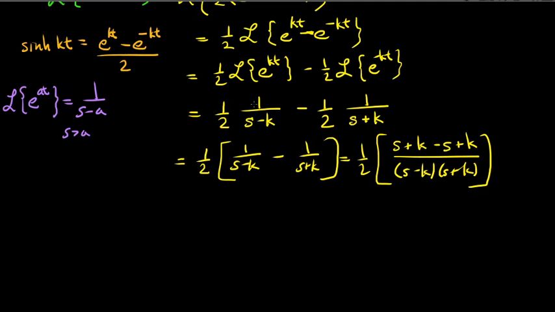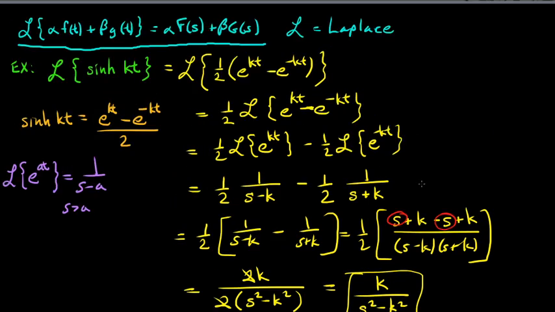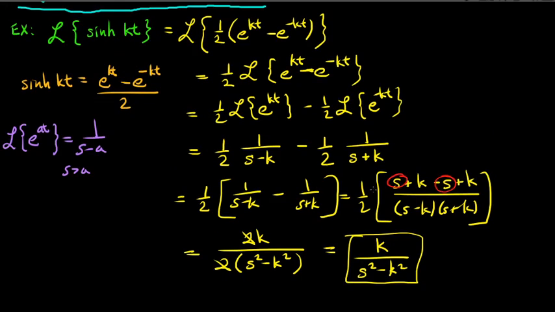And you see what happens here. You get s minus s, and then you get 2k divided by 2, which is just k. And then this just becomes s squared minus k squared. So, the 2's cancel, and in the end, we just get k divided by s squared minus k squared. Right? And all just using linearity here. We did not have to do any more integrals.